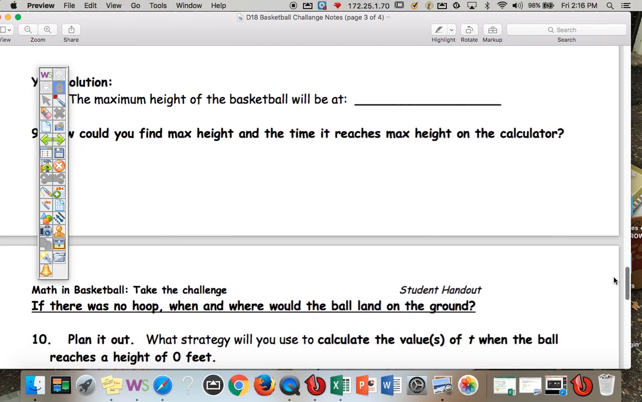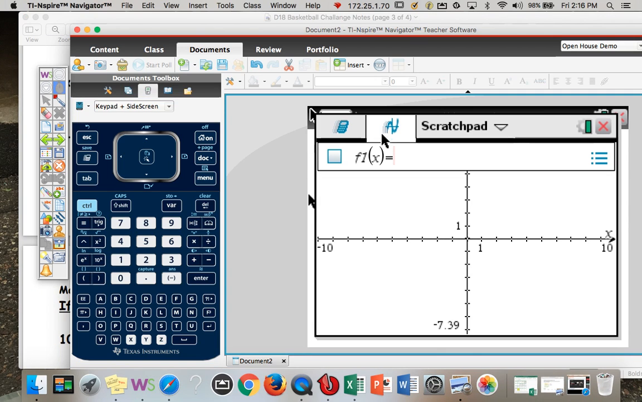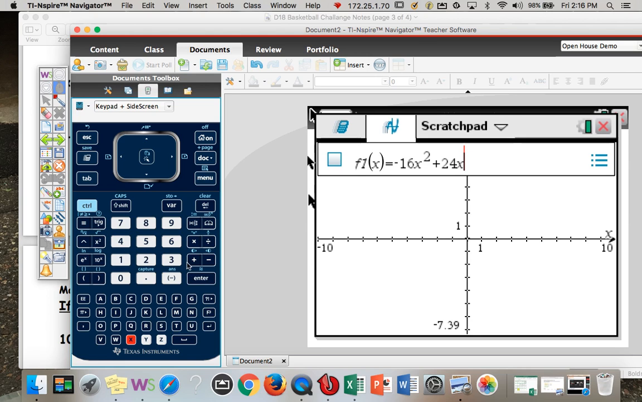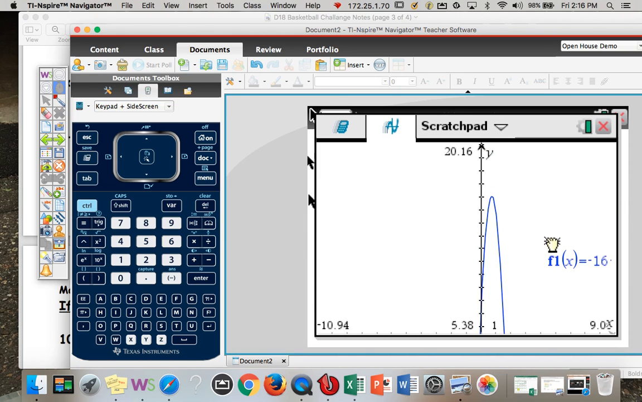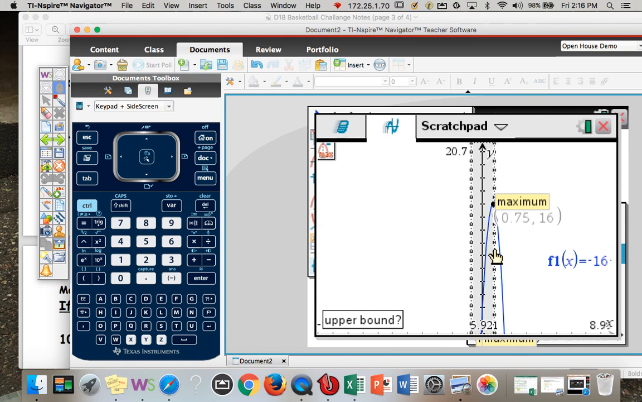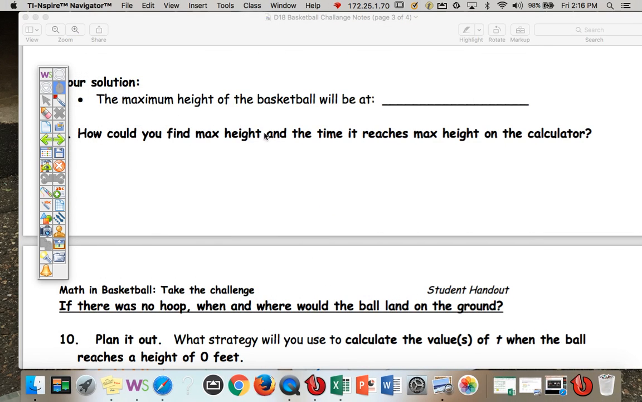All right, so 16. It says show how you could find max height and time on the calculator. Well, again, type it in. Let's go to the graph. Type it in. So again, it was negative 16, negative here. Instead of x, t, we'll put an x. Plus 24x plus 7. And if we want the maximum height, we already knew the zeros or where it hit the ground. But here's the maximum height. So we're going to go to Menu, Analyze Graph, and we want maximum. And you can see at 0.75 seconds, the height is 16 feet. So you can use your calculator to graph.